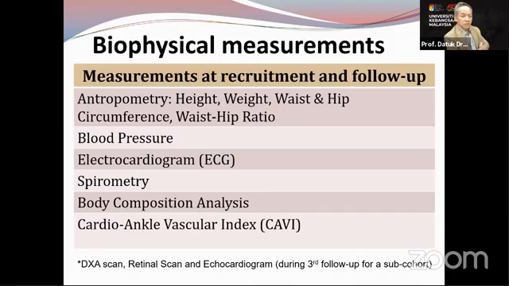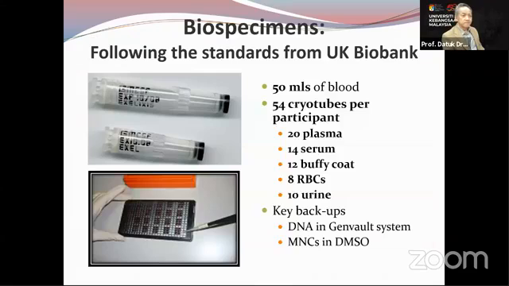We measure them and we follow again the gold standard of many other cohorts, especially the UK Biobank. We were lucky that UK Biobank started about the same time. We measured the height, weight, and so on, blood pressure, ECG, spirometry, body composition analysis, and the cardiovascular index that can measure both arterial stiffness and also the vascular age. Coming soon is DEXA scan, as what we're doing for this project. We have started measuring this in a few hundred participants, retinal scan and echocardiogram for a sub-cohort.